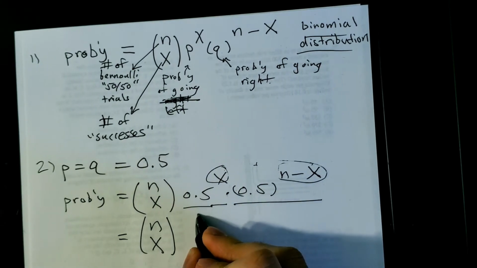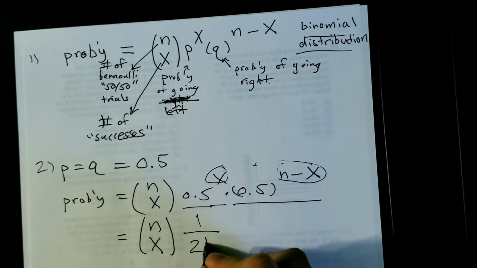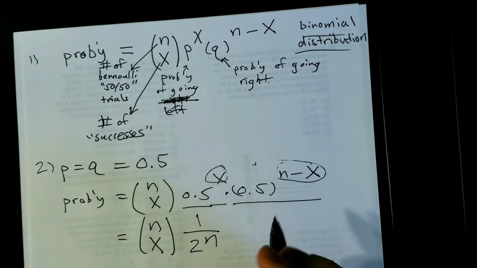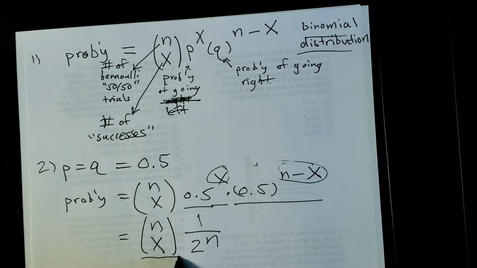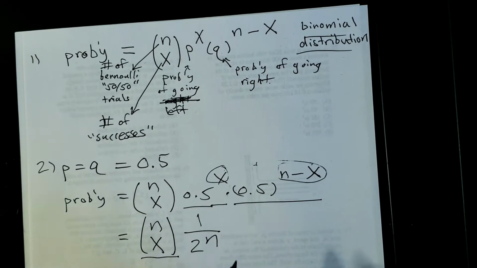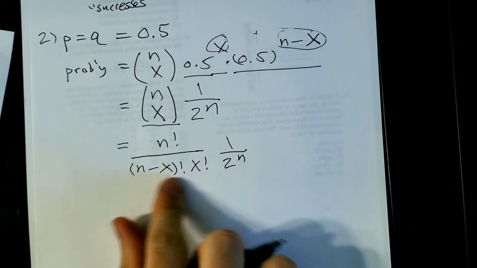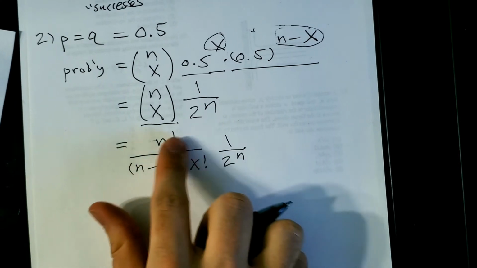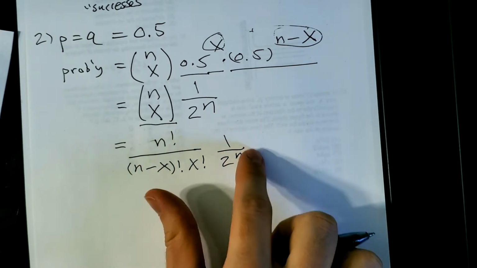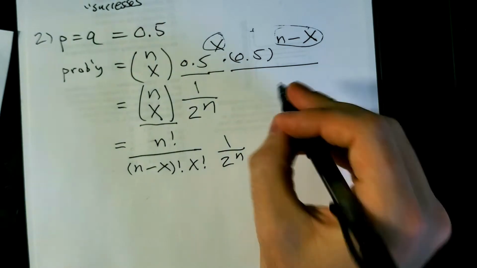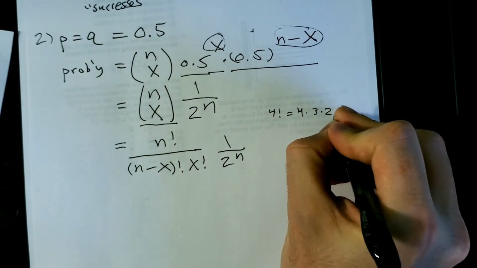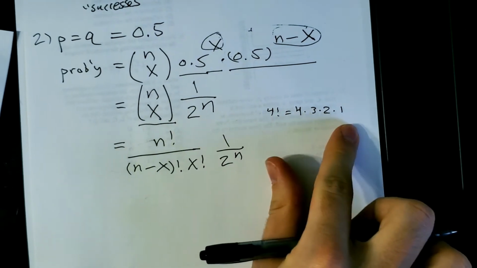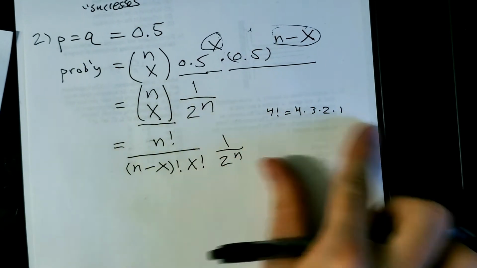So this turns out to be 1 over 2 to the n, where 1 to the n is 1. So this gets a lot more simplified. I didn't mention this is what's called a combination, which I will write out in just a minute. When I write out the combination, I get this with some factorials and 1 over 2 to the n. If you don't know what a factorial is, like 4 factorial, that's 4 times 3 times 2 times 1. It multiplies all the integers equal to and before it in a row.